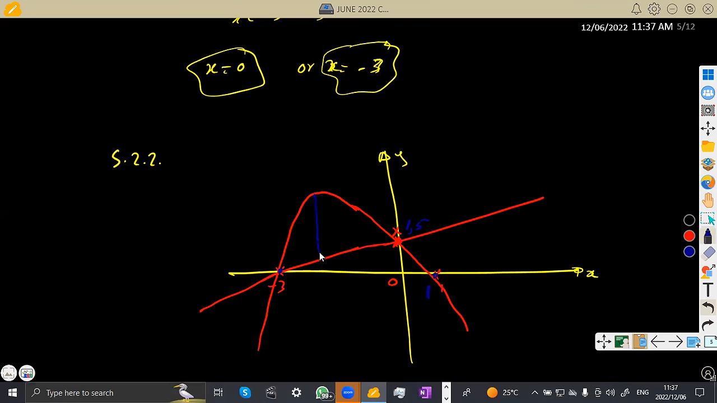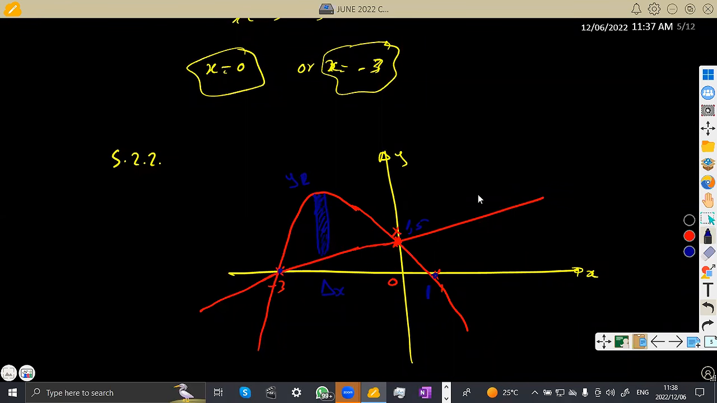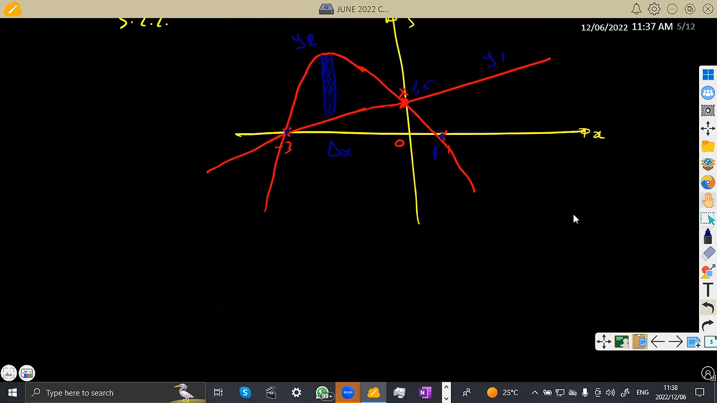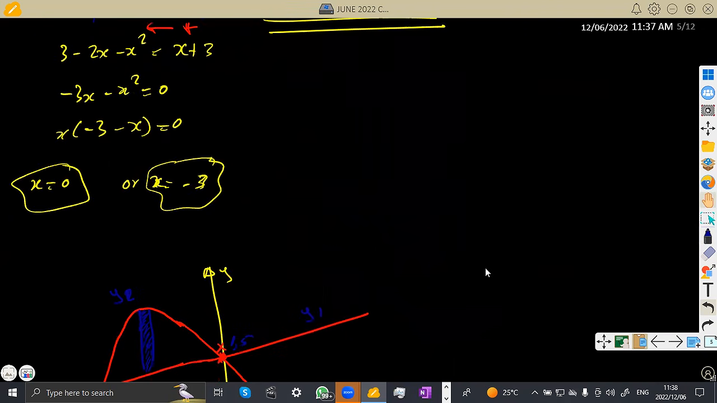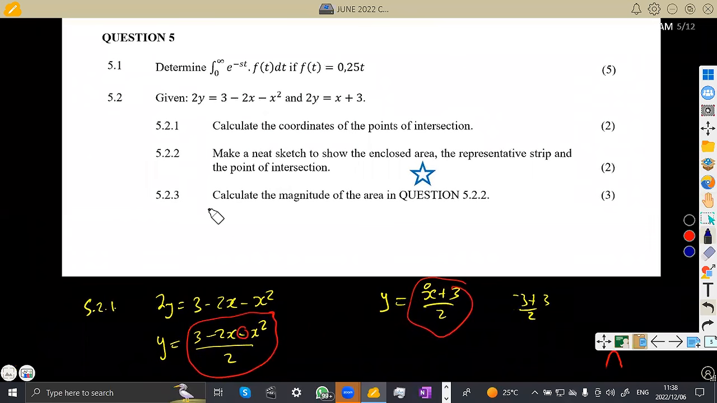Okay, so that is where we are going to have our representative strip. So guys, on sketching this part, I'm not going to waste much time, from your revision of N3 I think it can help you to sketch these graphs. So we have our straight line here. We have the quadratic, and the quadratic is the one that is on top. So this is our y2, or you can just name it as y2, and this is y1, whatever you have. That's the sketch that you're given. And also don't forget the equations that you have. All right, so the part that we have now is the one that we are going to use to calculate the magnitude of the area in question 5.22.